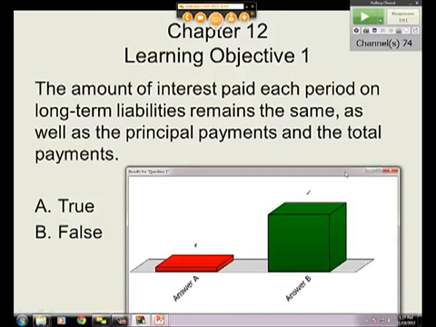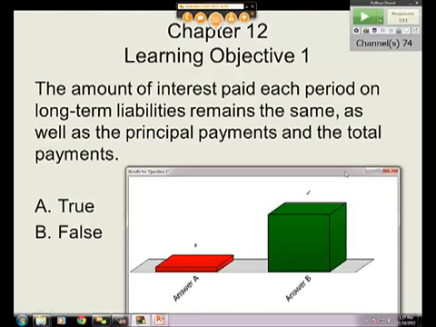because the principal payment is going down. Principal payments could be the same, but for mortgages, that's not true. In a mortgage, the principal payment will increase as time goes on. You pay more principal as time goes on and less interest. And the total payment may or may not be the same.